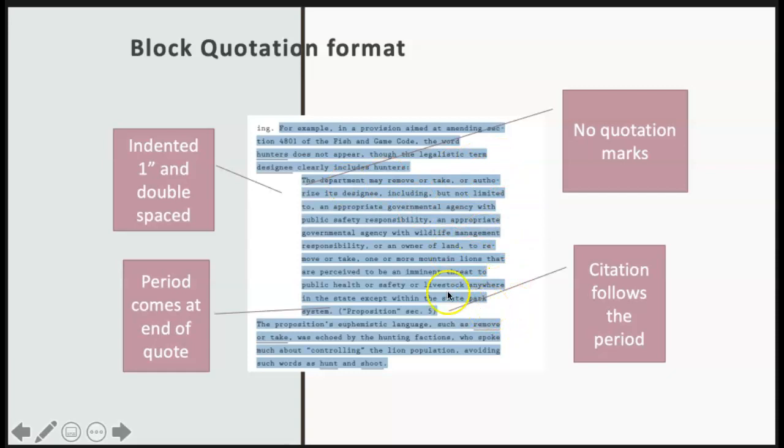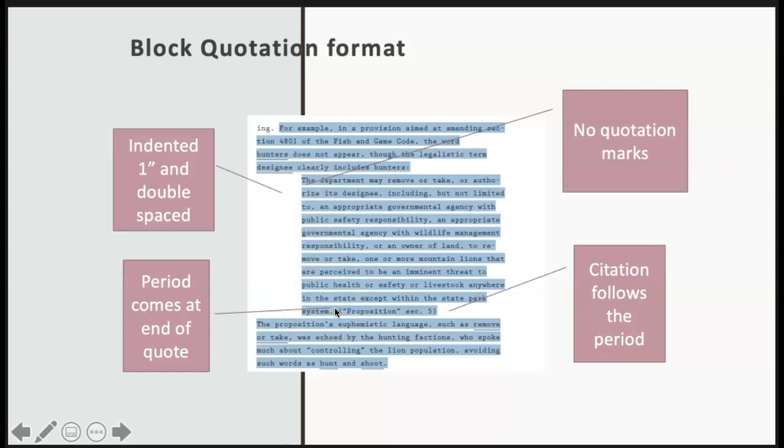All right. Now let's talk about this. This was double indented, but this is double spaced, just like the rest of the paper. There's no special spacing going on. You've got no quotation marks used because we've set this off from the rest of the paper, so it's obvious that this is quoted material. So no quotation here, no quotation here.